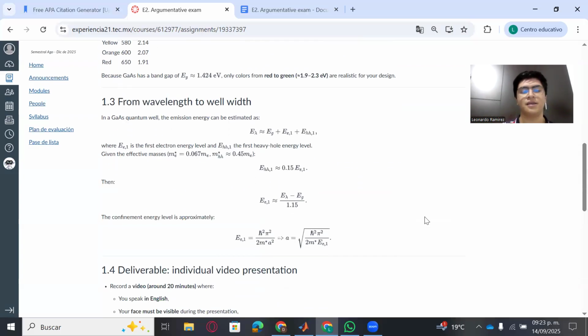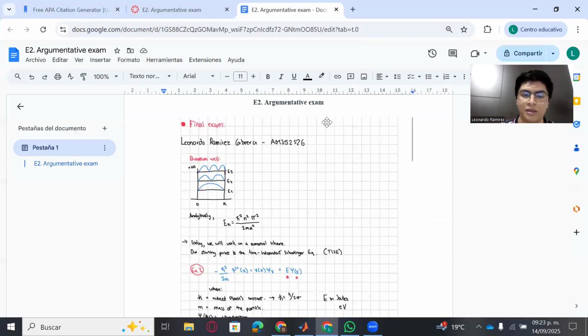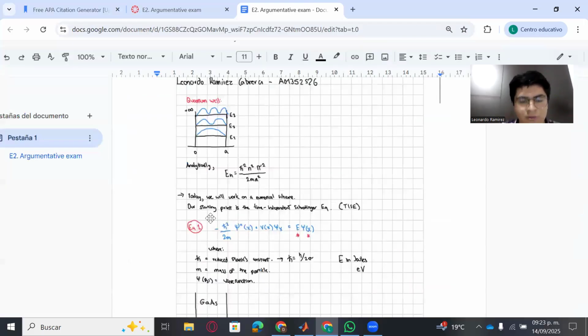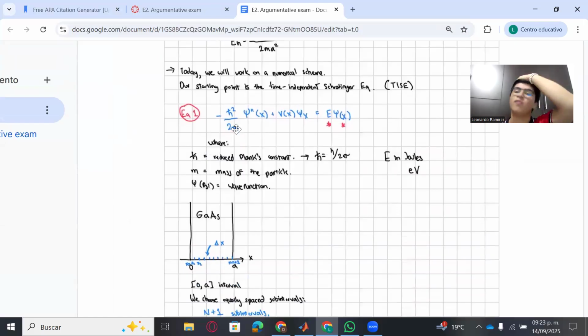So let's start, as seen in the technical content requirements, from the time independent Schrödinger equation, which is shown here. We have this equation, and we also have to take into account the different variables that it has. The h bar, which is the reduced Planck's constant, which is just a numerical value. We will get this later. The mass of the particle, as in m, and the wave function, which is shown with the Greek letter psi.